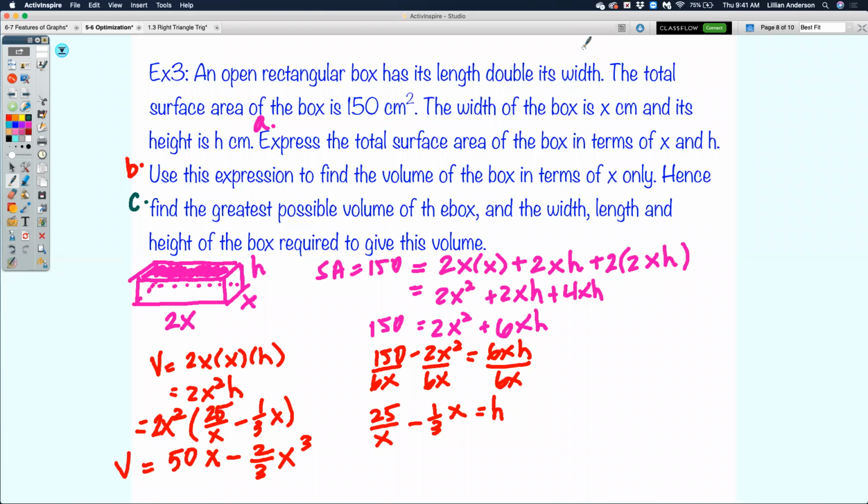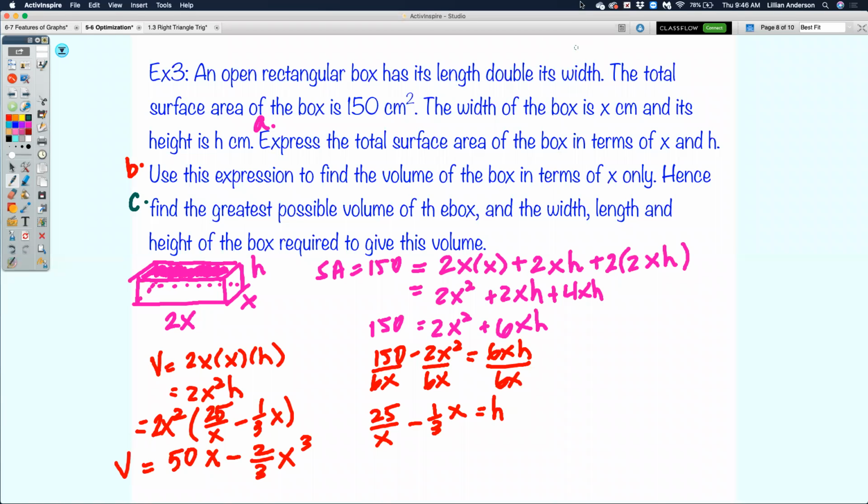Okay, so I want you guys to do that right now. I want you to find the derivative. I want you to set it equal to 0. And I want you to give me the x value that gives the greatest possible volume of the box. What did you guys get for the derivative? 50 minus 2x squared.